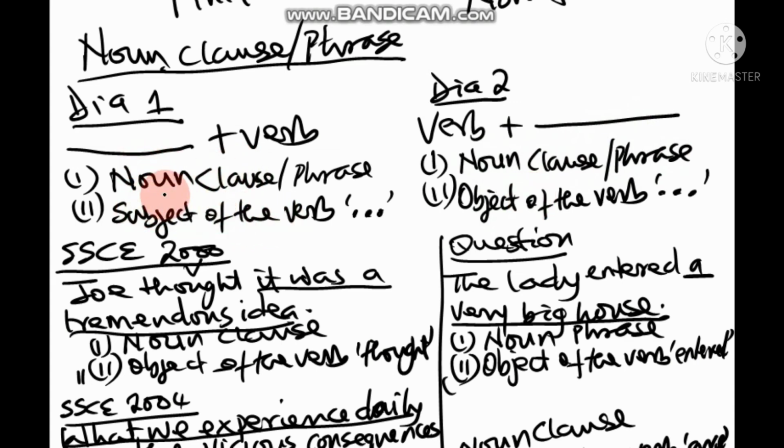Now, how do you know when it is a clause or a phrase? If it contains a finite verb, it is a clause. Diagram number 2 will give you noun, object of the verb.